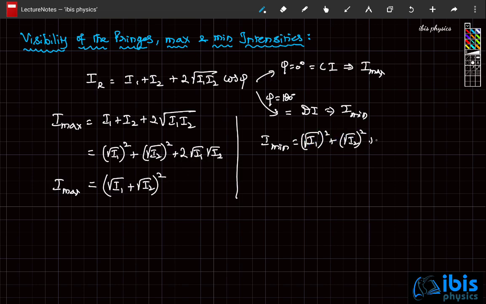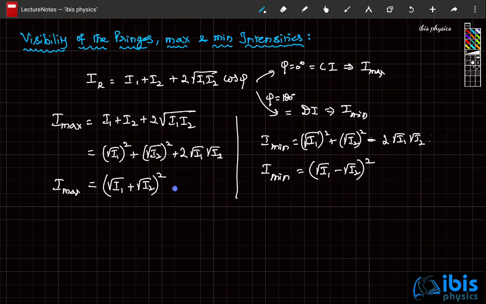And I minimum, based on this, I minimum equal to root I1 whole square plus root I2 whole square plus 2 root over I1 root over I2 cos of 180 degree, which is minus 1. So this becomes minus. So I minimum equal to root over I1 minus root over I2 the whole square.